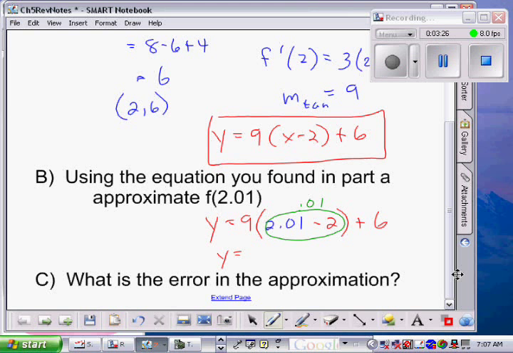All right, so we get 0.09 plus 6, which is 6.09. So that is our approximation the old-fashioned way, without a calculator.